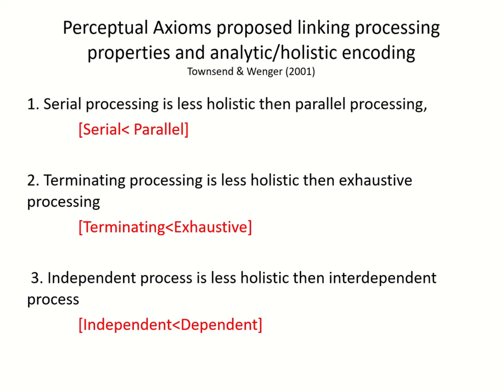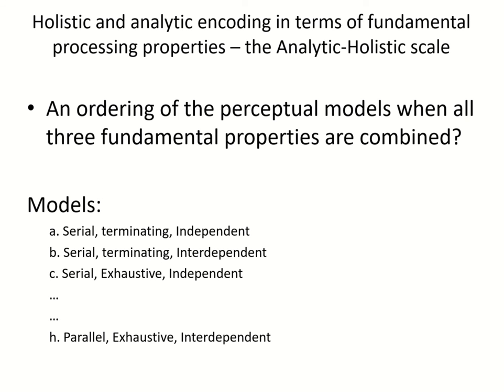According to the axioms of Townsend and Wenger about the amount of holistic and analytic encoding across these fundamental processes, they could be ordered. However, with the three fundamental properties, we can create 8 systems, A to H, here. So how do we order them with respect to analytic holistic encoding?